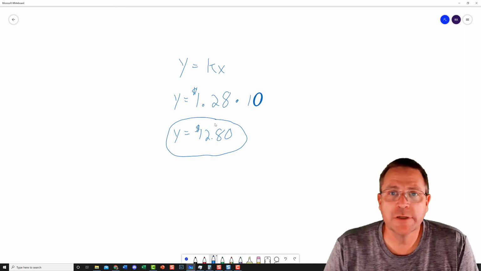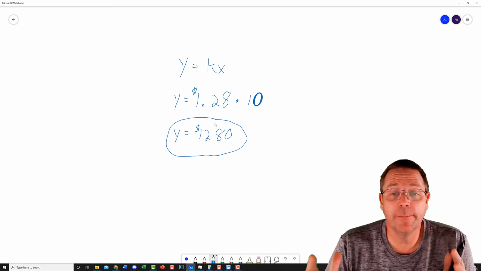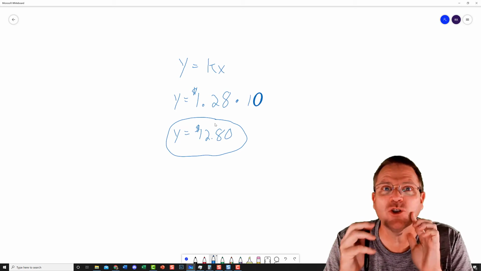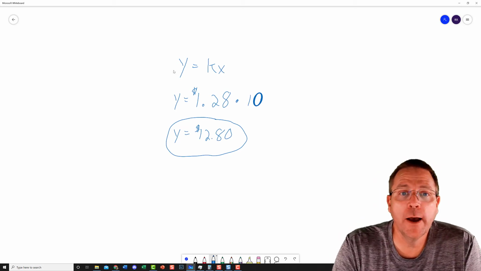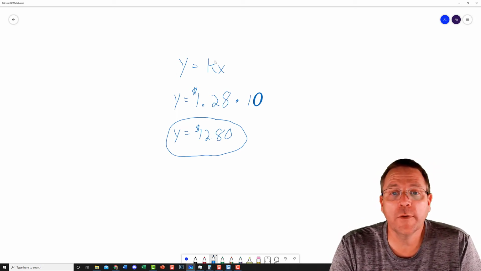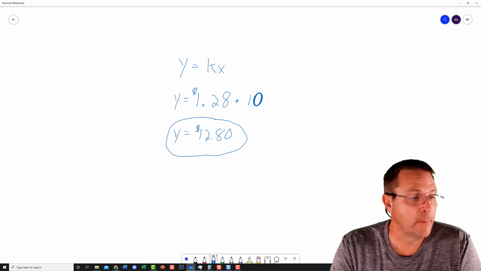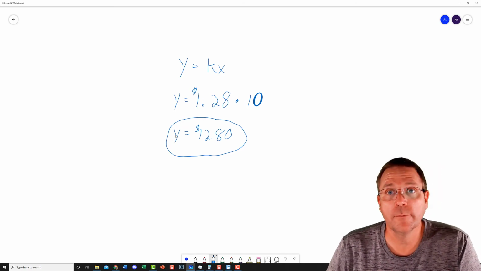I do want to emphasize that this is big kid math. We're finally getting into some stuff that I like doing. It's called algebra. All right, so we have got a formula, y equals kx. We're substituting values in for our formula, and we're multiplying, solving for y. Baby steps for algebra, but it's still some really cool stuff.